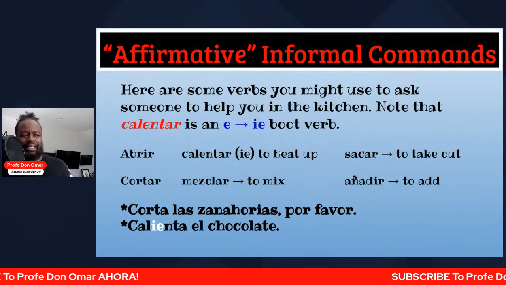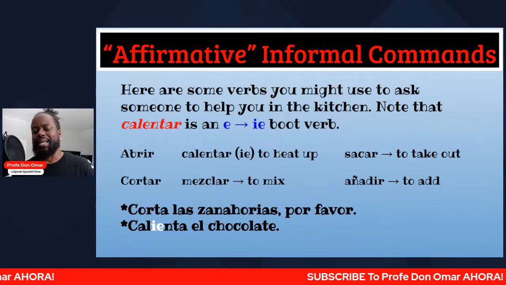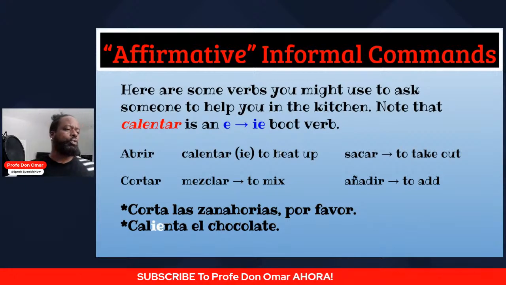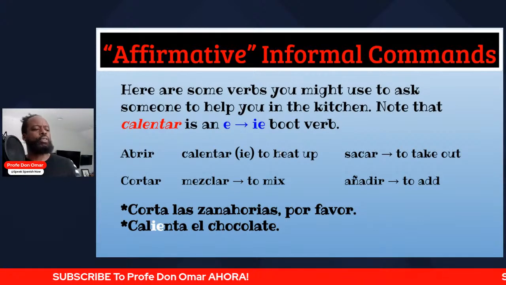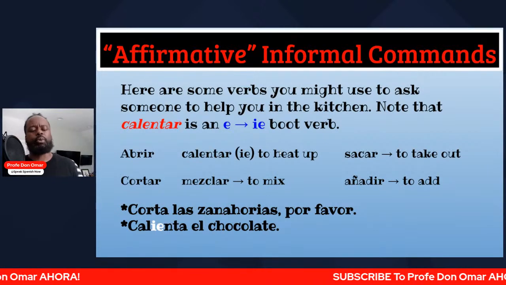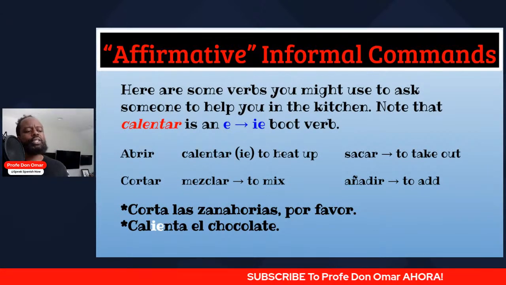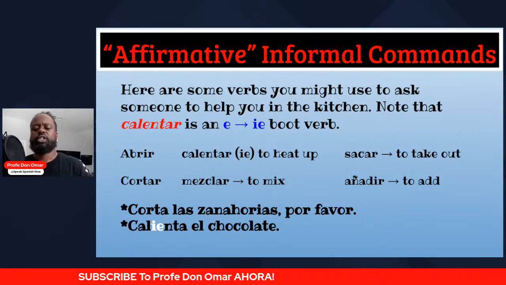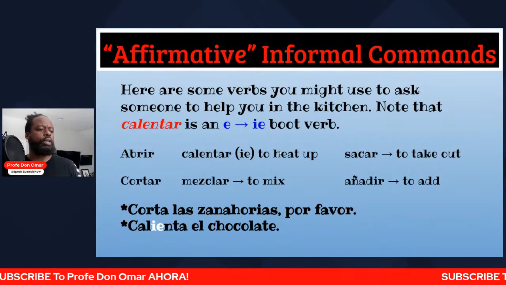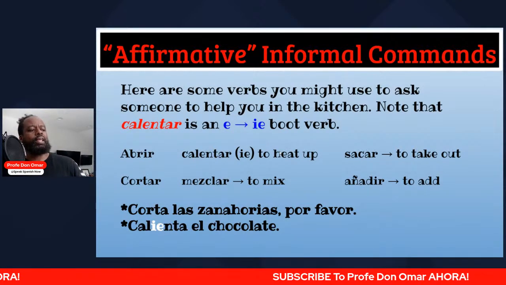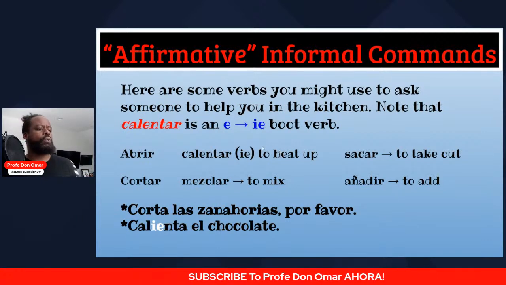All right. Now, here are some verbs you might use to ask someone to help you in the kitchen. Note that calentar is an E to IE boot verb. What does that mean? Okay, that's a whole different story about boot verbs. If you are familiar with that, great. If not, let's give you the basic rundown of what a boot verb is. All right, so when we conjugate, right, when we change it to agree with the speaker, okay, who is speaking here or who we're talking about, we've got to change that E that you see in calentar to IE.